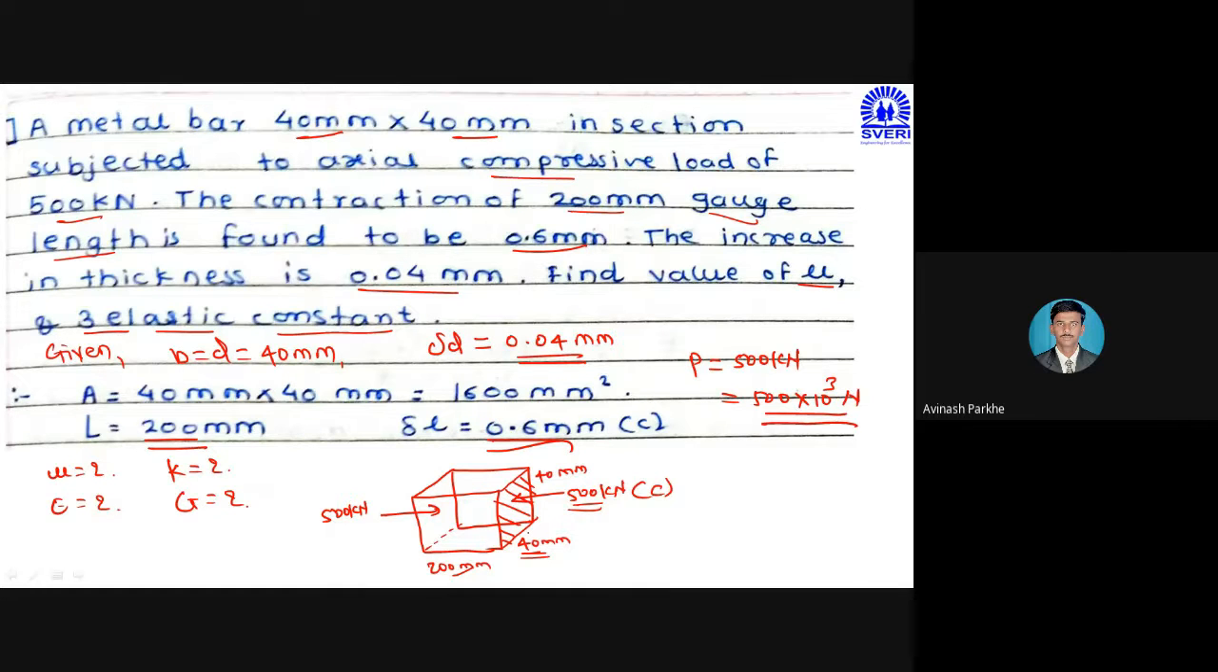Now, how to calculate the unknown parameters? Here also the figure is there. This is 500 kilonewton compressive, this is 500 kilonewton. This is 200 mm. This is 40 mm, and this depth is also 40 mm. Now, how to calculate the first parameter, Poisson's ratio mu? What is the formula?